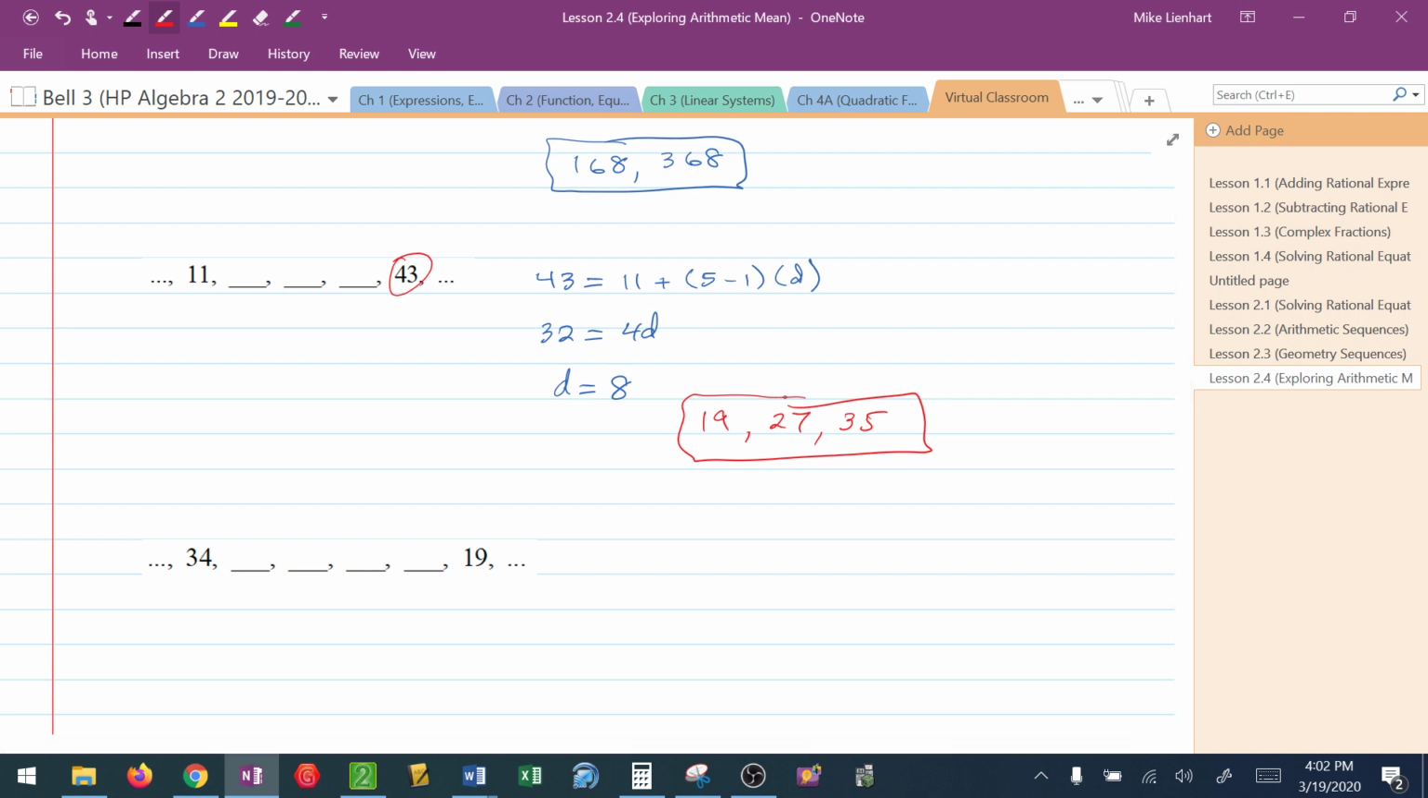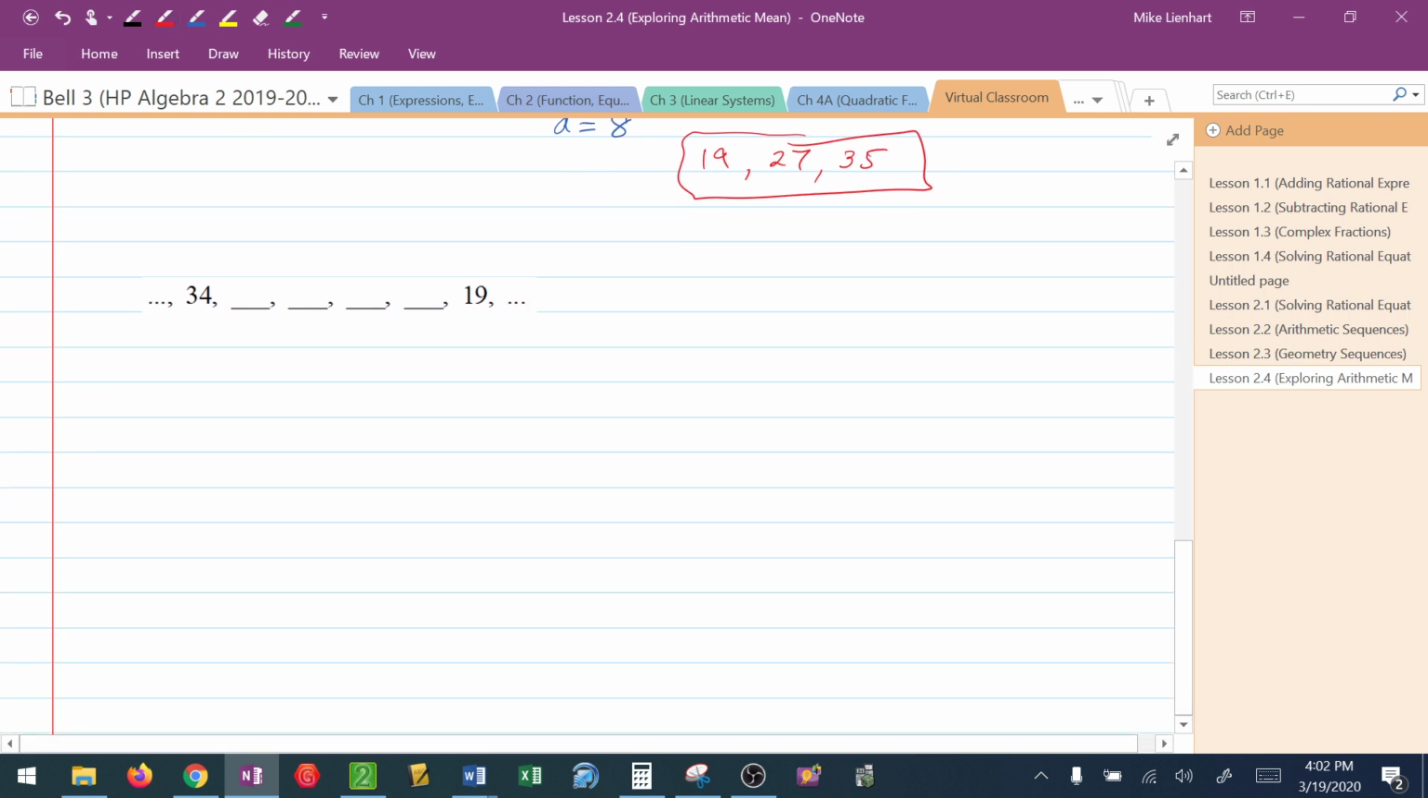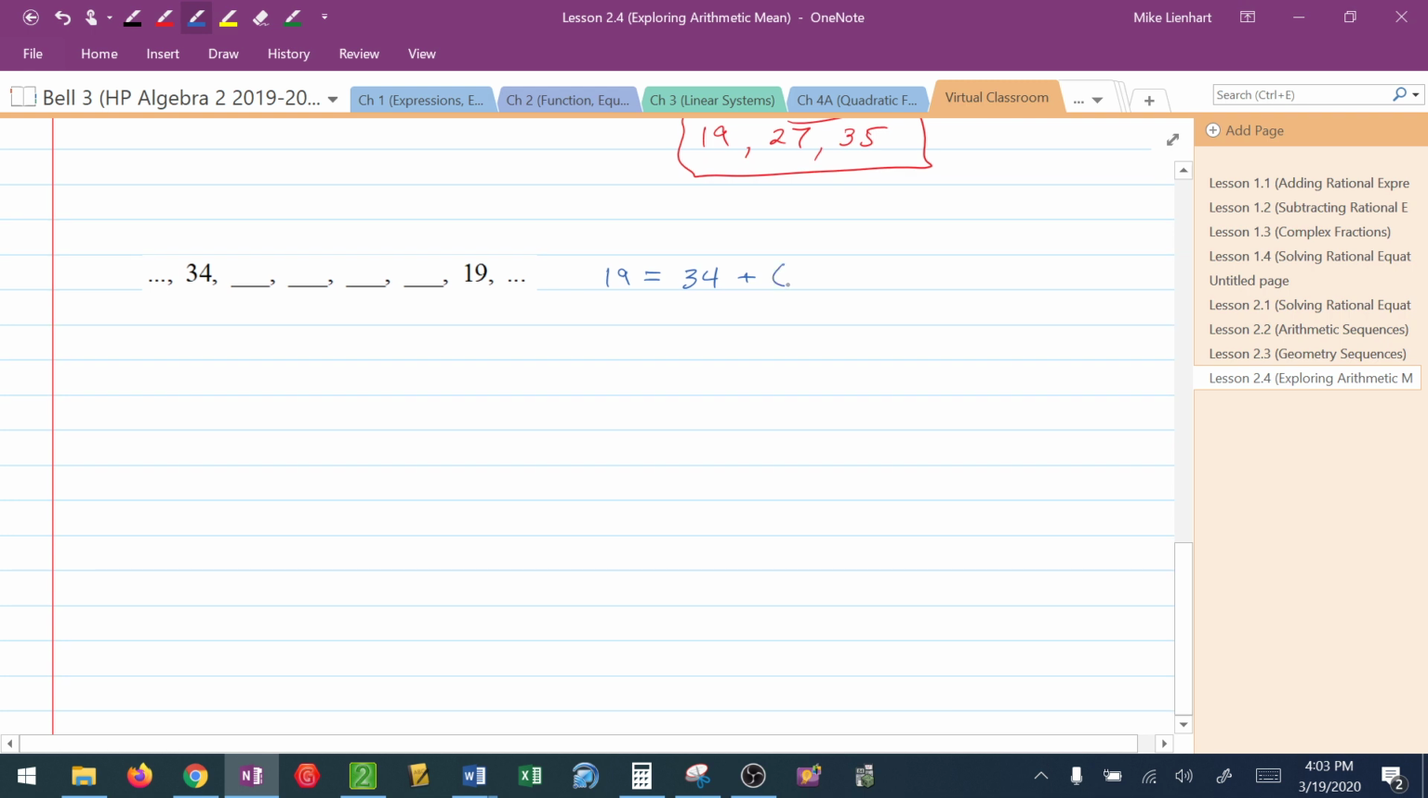All right? Same pattern again. What if I'm missing four terms? No problem. I have a sub n, 19, is equal to a sub 1, 34, plus n. Let's see here. 1, start with the one that's given. 2, 3, 4, 5, 6. So that would be 6 minus 1 times d, and I have to find the common difference. Now, if I take 19 minus 34, I get negative 15 is equal to 5d.